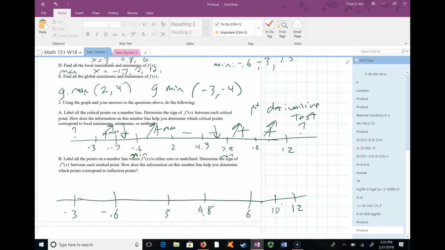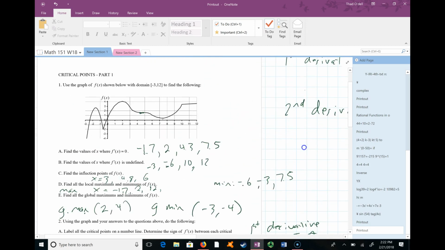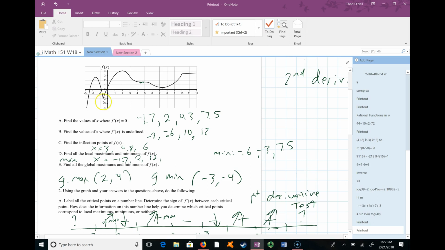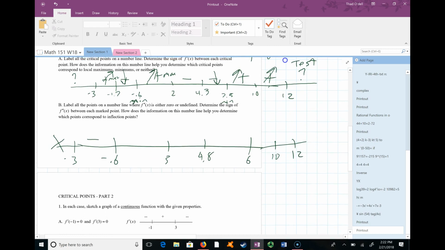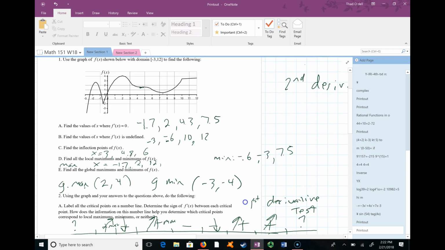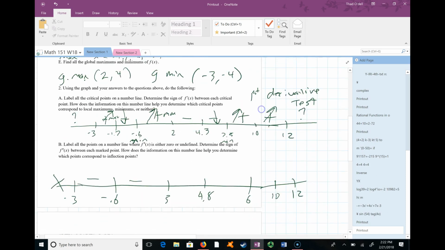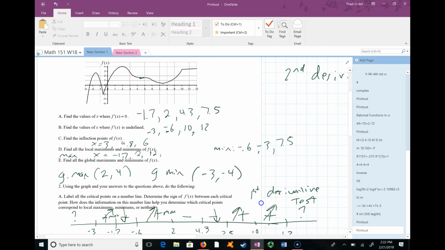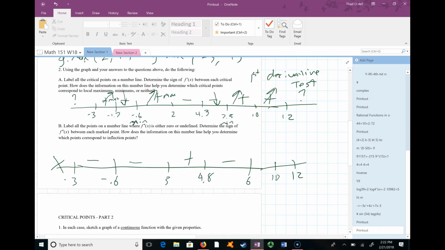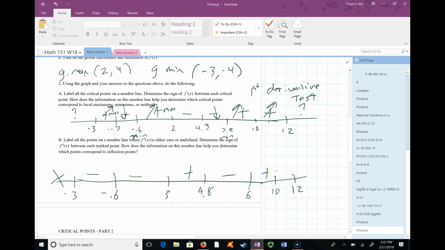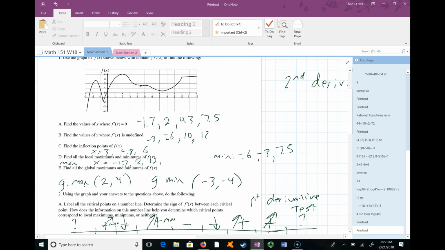Now when we talk about the second derivative, what happens on the other side here? Nothing, so that doesn't tell us anything. What happens between -3 and -0.6? Well, that's concave down, so we would get a negative there. Likewise, between -0.6 and 3, it's concave down. From 3 to 4.8, it's concave up, so that'd be positive. From 4.8 to 6, it's concave down again. From 6 to 10, it's concave up again. And from 10 to 12, there's no concavity, so it would actually be 0.